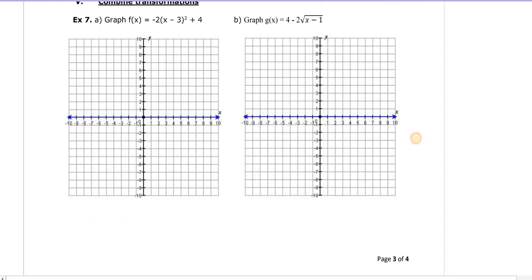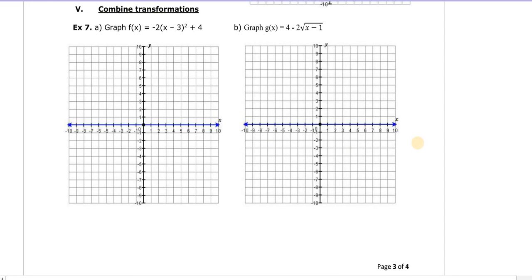Let's look at a combination of transformations. Let's see what happened to the function here. First, let's recognize the parent function. I see that the parent function here is x squared, which is basically the parabola. At 0, the function is 0. At 1, it is 1. At 2, it is 4. At -1, it's 1. At -2, it is 4. So here is the parent function.